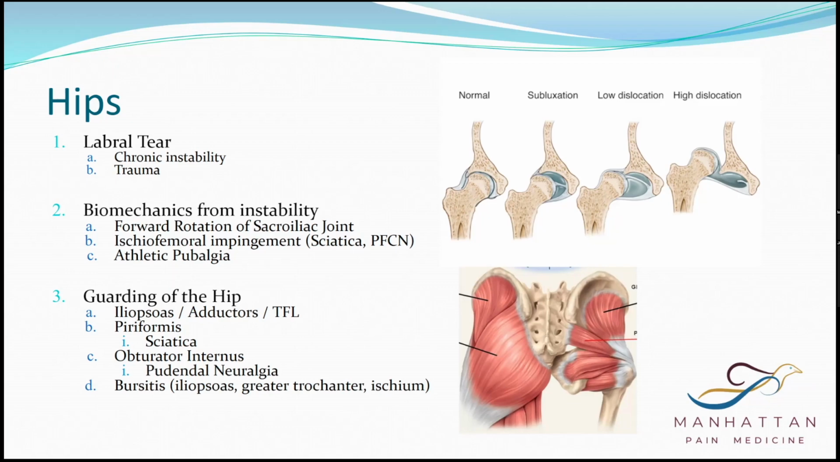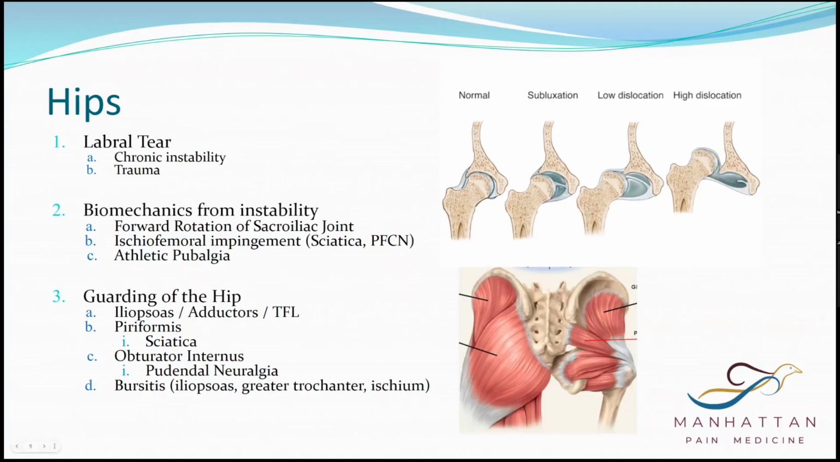Obturator internus can cause pudendal neuralgia by pulling on the pudendal nerve, or if it's enlarged, because that muscle is just chronically being overused, then it will actually occupy space. And this is where Botox can be helpful, because it'll shrink that muscle so it doesn't take up as much space and push up against the pudendal nerve.